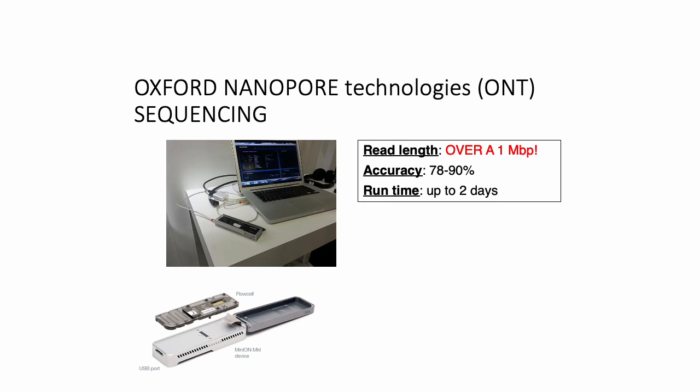And so the final technology we'll talk about in this lecture is basically nanopore sequencing. With nanopore sequencing, your maximal read length is actually over a megabase, which is an insanely long read. The accuracy is still relatively high, somewhere on the order of 78 to 90%, depending on what kind of sequence you're looking at. And the throughput again is relatively low compared to Illumina, but still you get these super long reads.